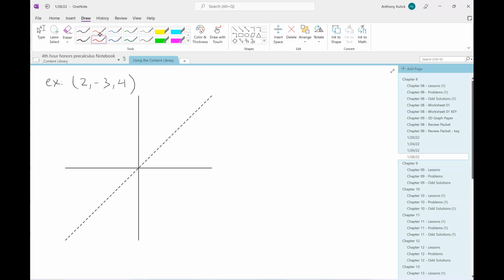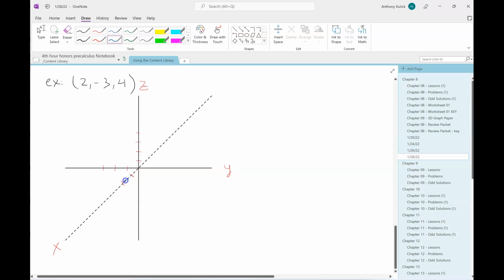Okay, so here we have 2, -3, 0. So again, x, y, z. So I'm going to start by putting 2 tick marks in the positive direction on the x-axis, 3 tick marks in the negative direction on the y-axis, and then 4 tick marks in the positive direction on the z-axis. Feel okay?